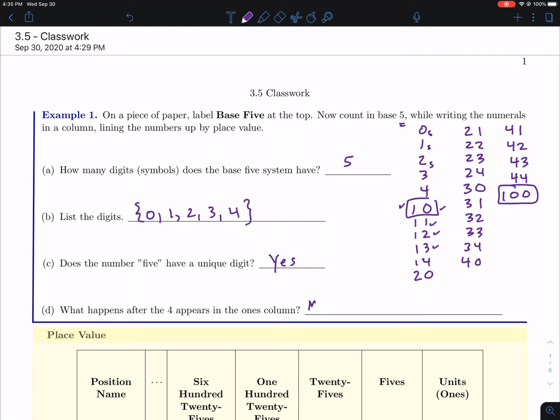So we make a 0 and then add a 1 to the next column. So it's really just like we did for base 10. Once we got to a 9, we made it a 0 and added 1. So not super different. The main thing to keep in mind is we just have a limited number of digits that we can work with.